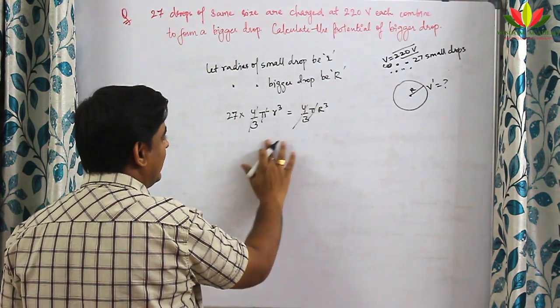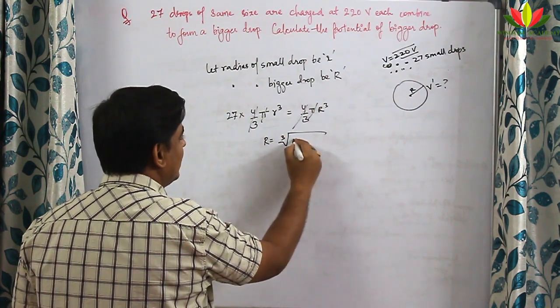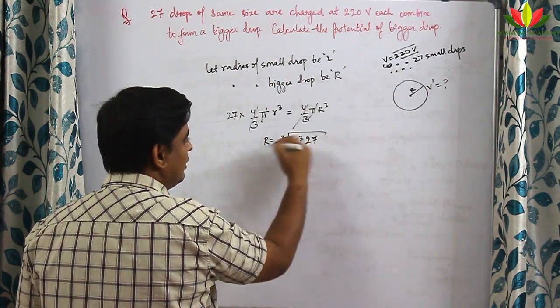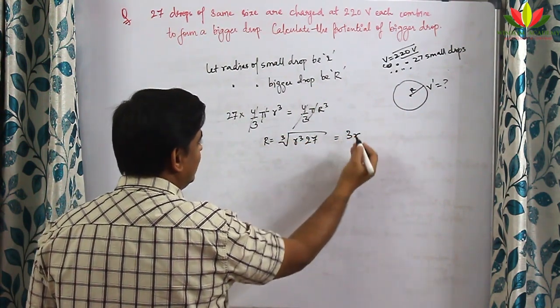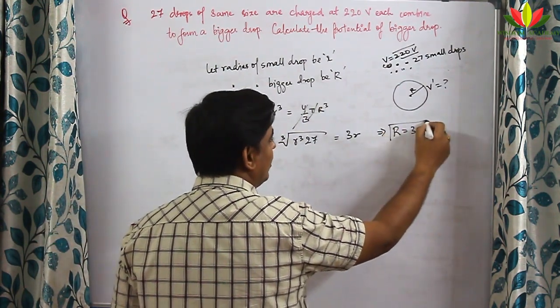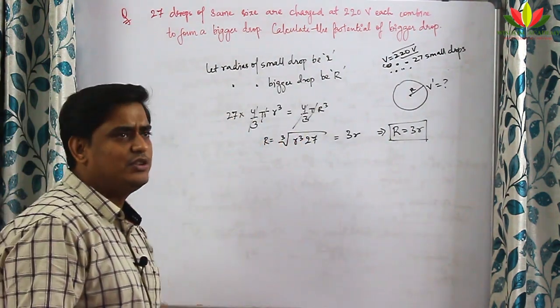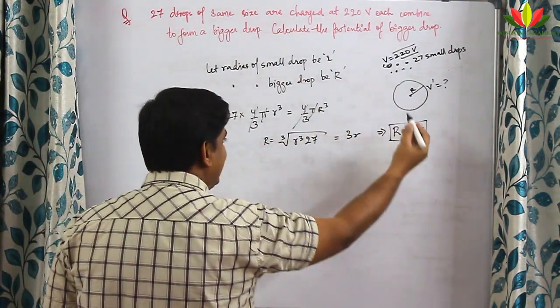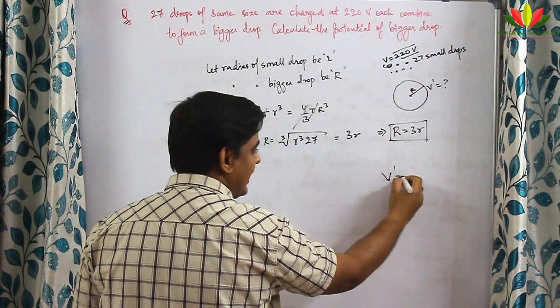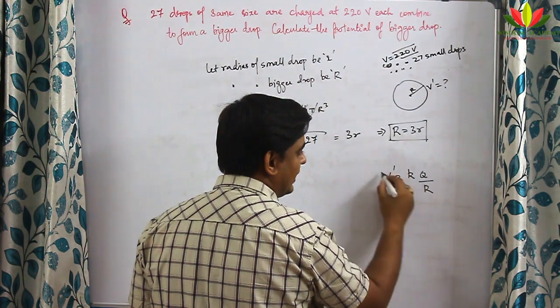So, I get capital R equal to cube root of r cube into 27. So, it will be 3 coming out, so it will be 3r. So, I got the expression capital R is equal to 3 into small r. That is the relationship between R and r. See why I am finding this, because to find the value of V dash, finally we have to find V dash equal to K into Q by R.